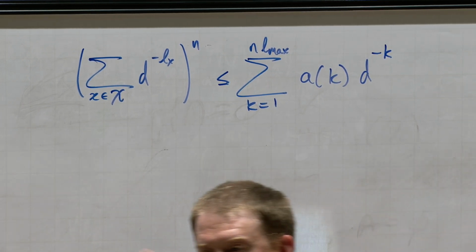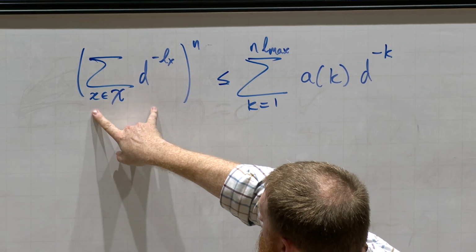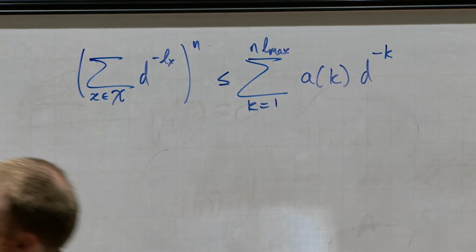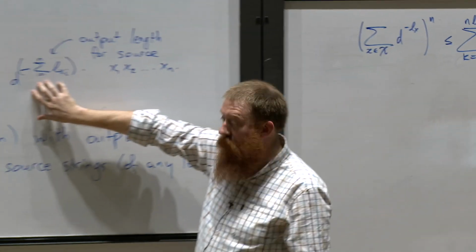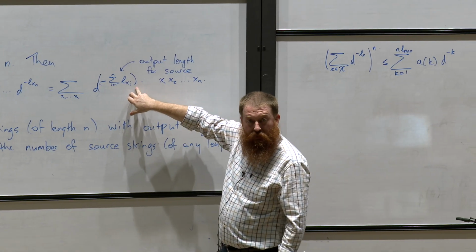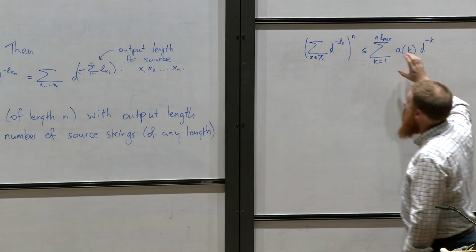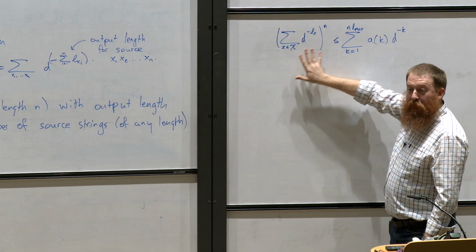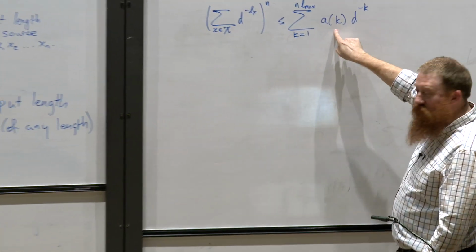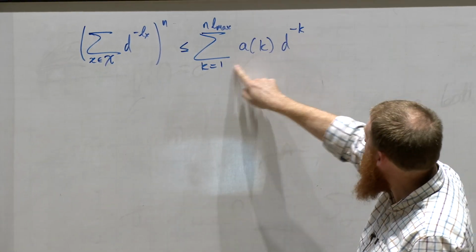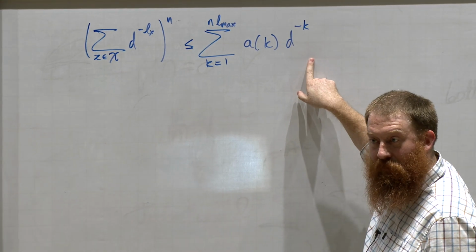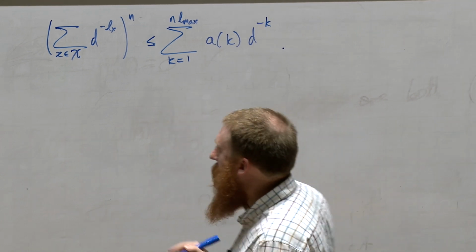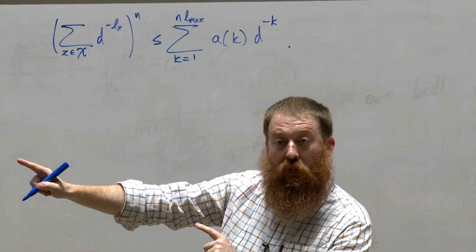So here I'm adding up now. I'm looking at all of the source strings of length n, and I'm computing this quantity here, which is just d to the minus k. If I add this up for sources of length n, I can bound that by looking at sources of any length which give me exactly length k outputs, and I get a bound that looks like this. That doesn't seem like I've done much, but I know that my code is uniquely decodable.